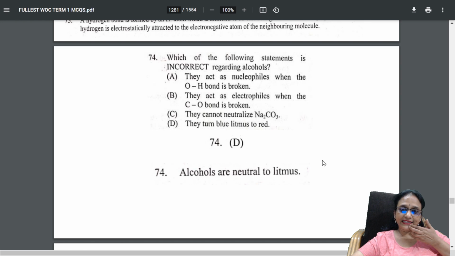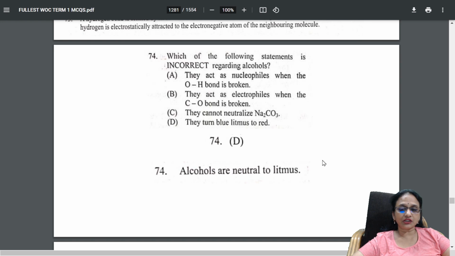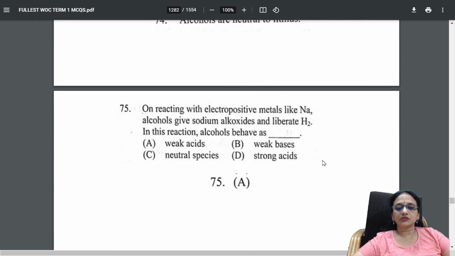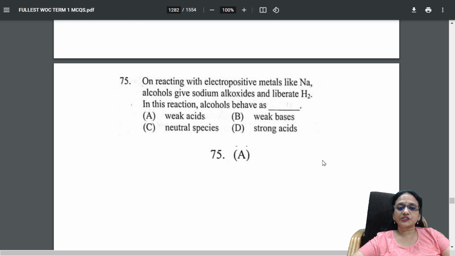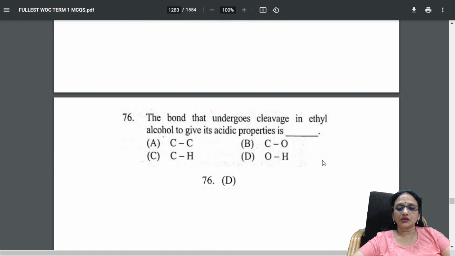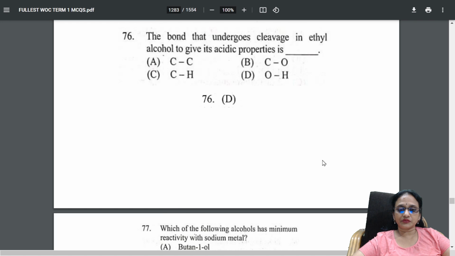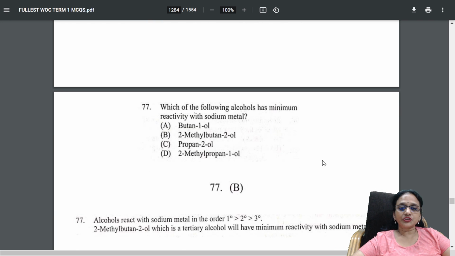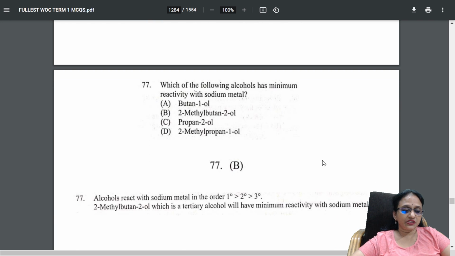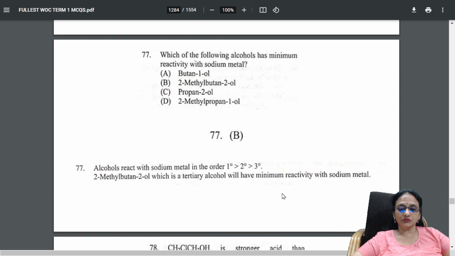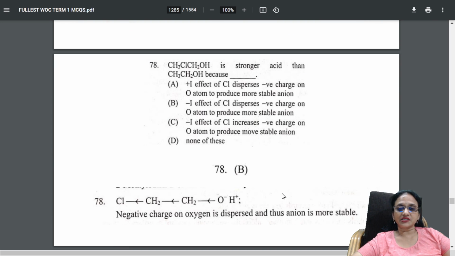Further questions on the reactivity of alcohols. Okay, electropositive nature. All right, this is fine. Next comes the acidic property of alcohols. On what basis? Which of the following alcohols has minimum reactivity with metals? Okay, so the reactivity order of alcohols towards sodium metal, which is highly reactive. Like that, questions on acidity.